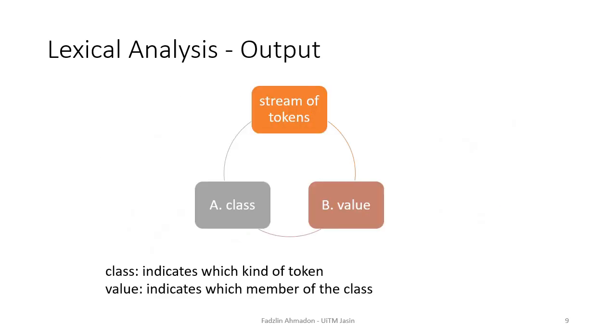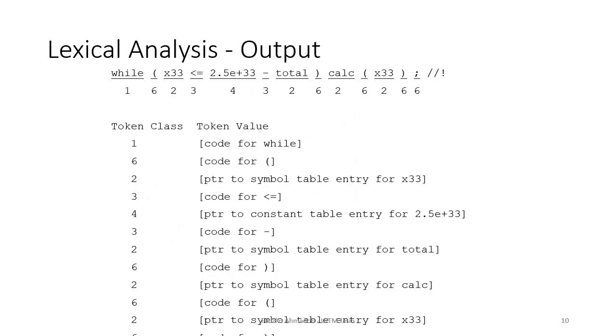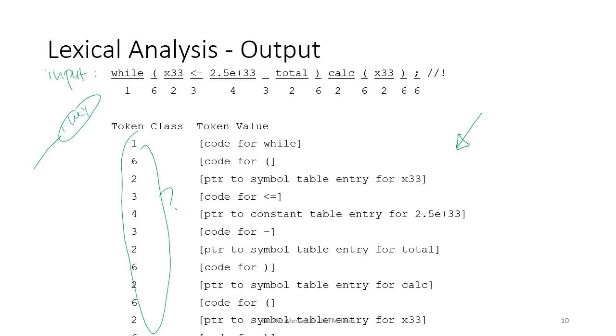Okay, next. The output of lexical analysis is basically streams of tokens. A stream of tokens is made up of two things. First of all, what is the class of the token? Next, what is the value associated with that token? An input to a lexical analysis might look like this, and the output can be written like this. So where do you get all these token classes from? You actually get this from the slide where you have the categories. Remember the slide where number one is keywords, and number two is identifiers. So these numbers over here are the corresponding token classes.